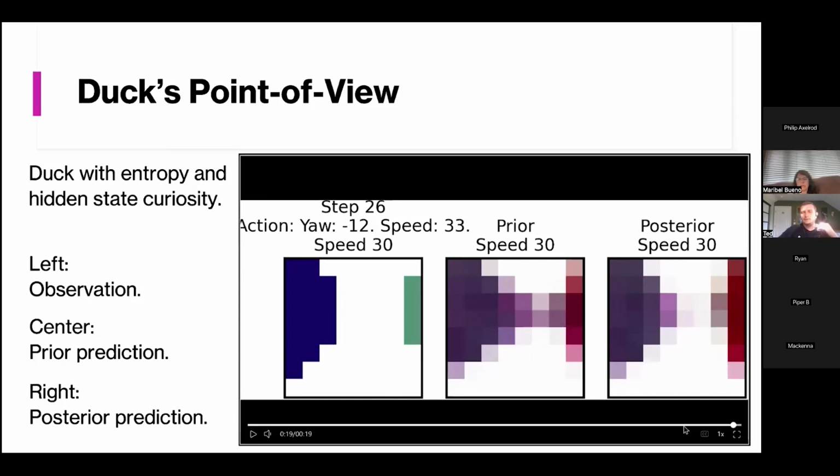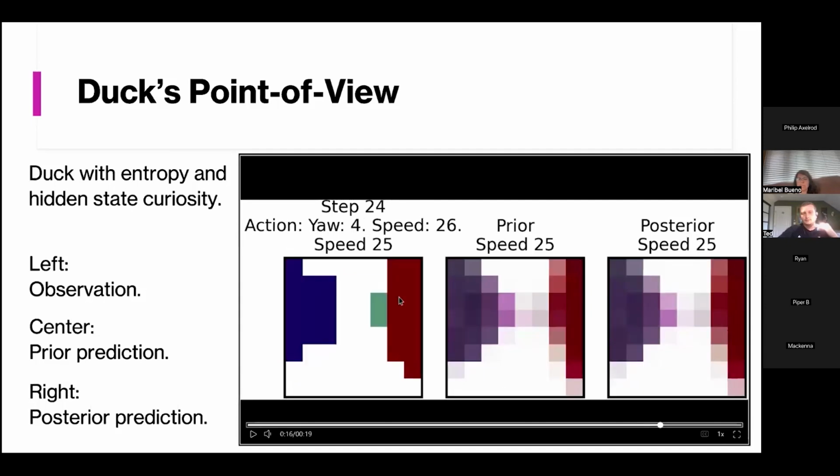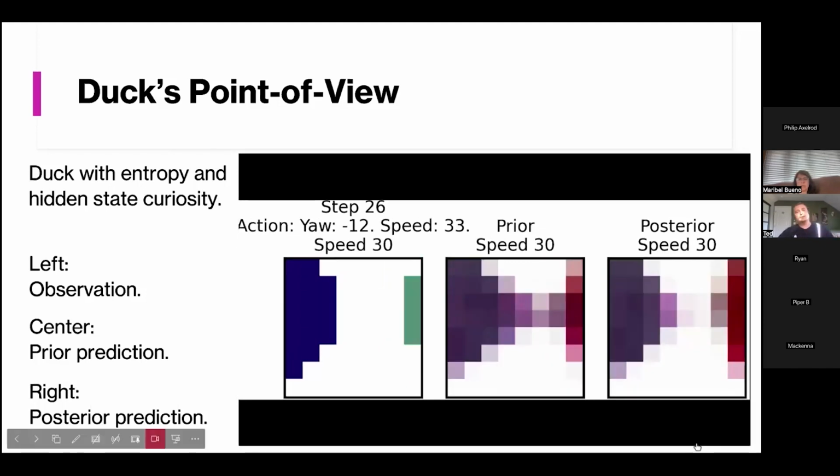And I can see why it made that mistake, because if we go back to one of these observations, yeah, you can see there was a red block right there. So it thought it was going to see that red block. And it doesn't, but it's still relatively accurate. And you can actually see a little bit of difference between the prior and the posterior.